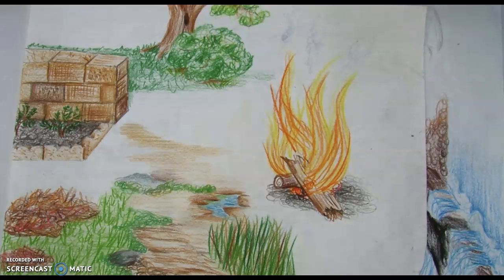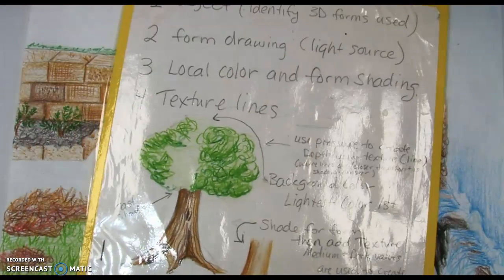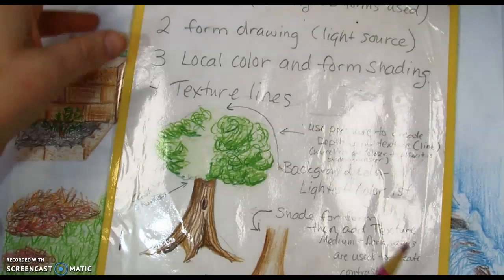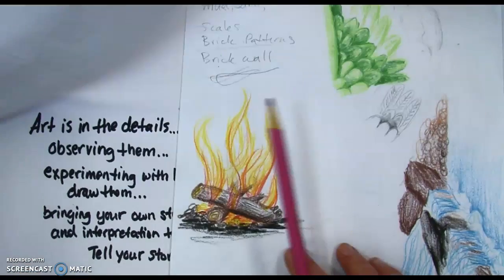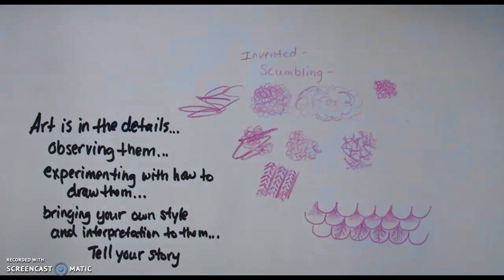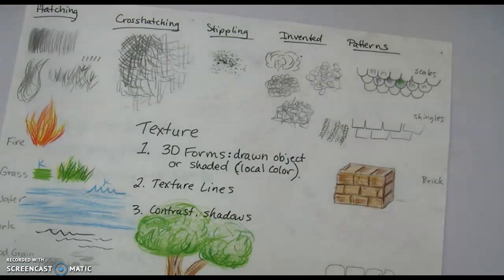What else do I have that I can show you? It's close by here. This one is a good one. So when you're looking at drawing your tree, oh, it's laminated, so it's not going to show well. Let me see if I have another one that's got the leaves done. Yes, I do. Okay.